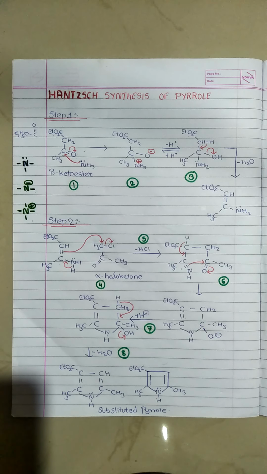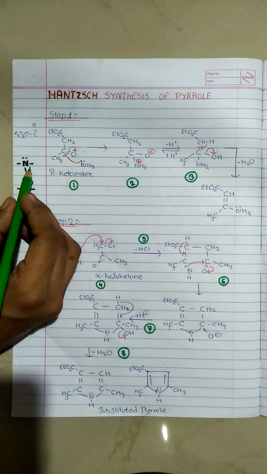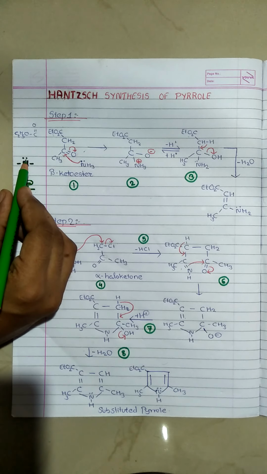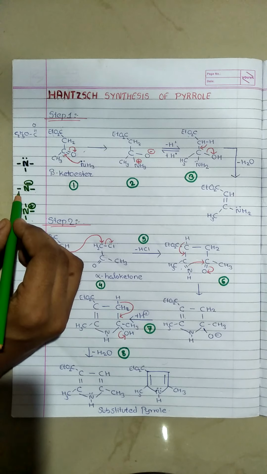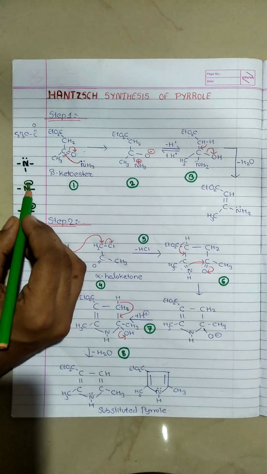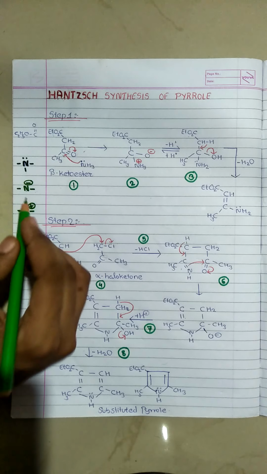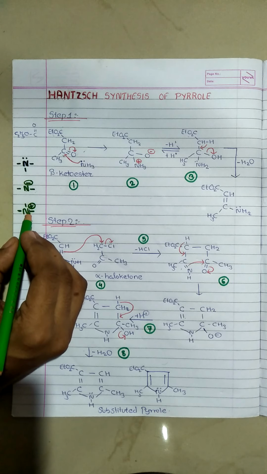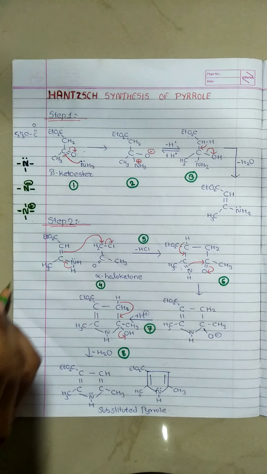Hantzsch synthesis of pyrrole. Synthesis of pyrrole comprises two major steps. Before going into the synthesis, let us study some important points. If N is bonded with three different atoms, it contains a lone pair; if N is bonded with two different atoms, it contains a negative charge; and if N is bonded with four different atoms, it contains a positive charge.